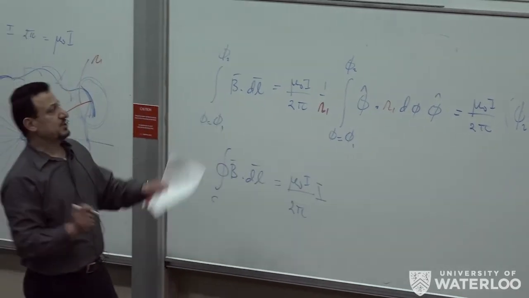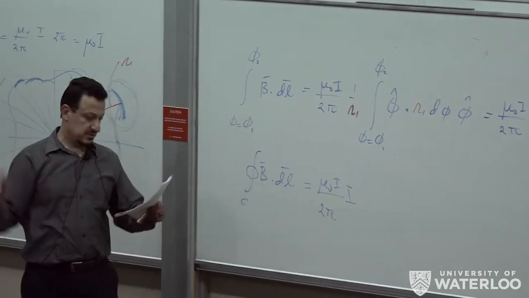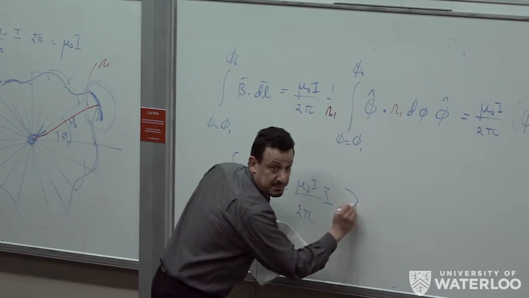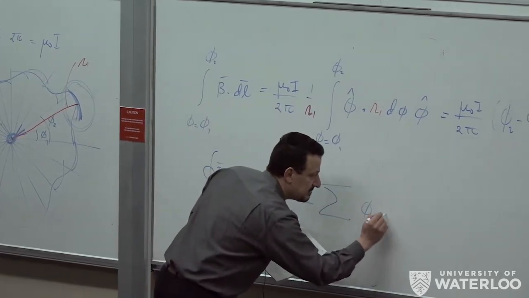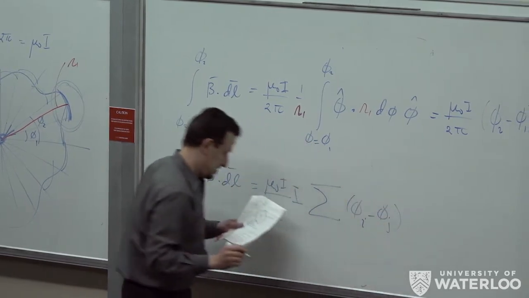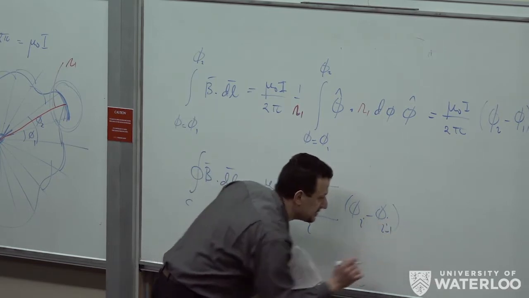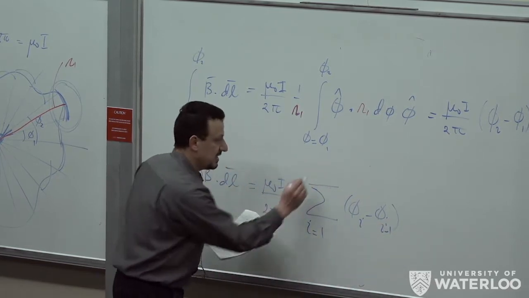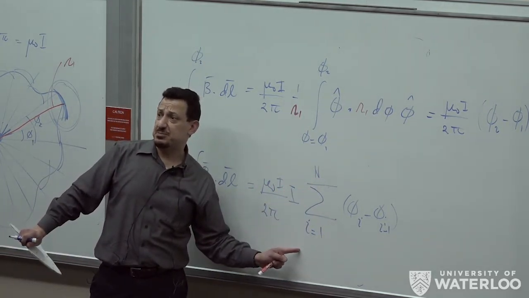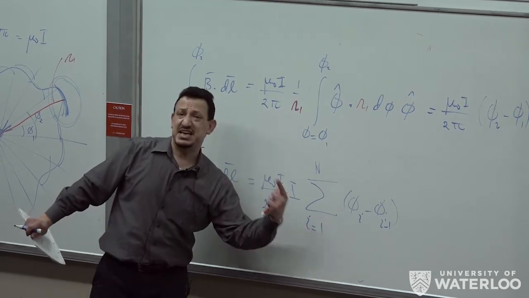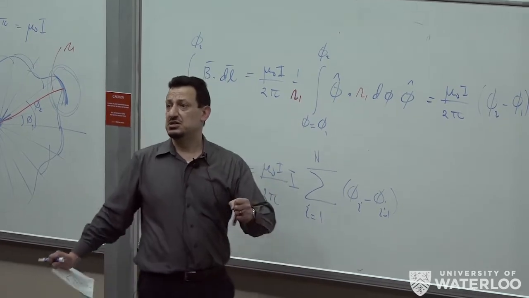I missed something here. No, I did not. The I is right here. I thought I missed the I. Hold on 1 second, okay? And then I have summation, phi i minus phi j, actually I can take this to be phi i minus phi i minus 1, i equals 1 to n. See? So the higher the n, the finer the approximation. Each one is independent of the radius. So Ampere's law is proved.